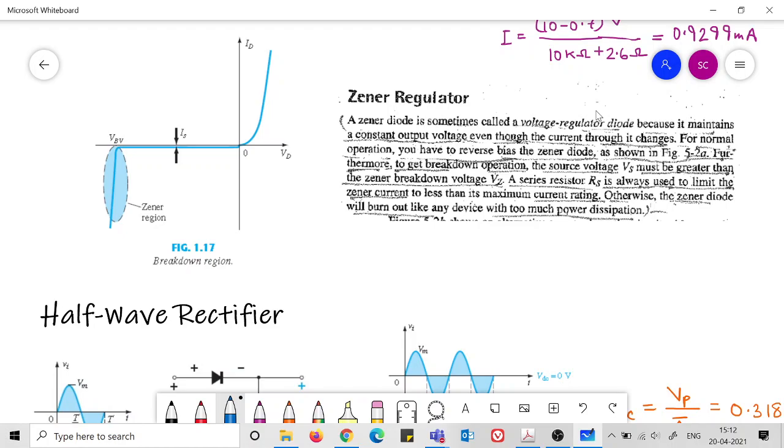Now please remember that not all diodes can act in the Zener region, because breakdown is actually a phenomenon, and normal diodes, if they are operated in the breakdown region, actually break down, and we will not be able to use that diode anymore. So Zener diodes are special purpose diodes which are made to operate in the Zener region, in the breakdown region.